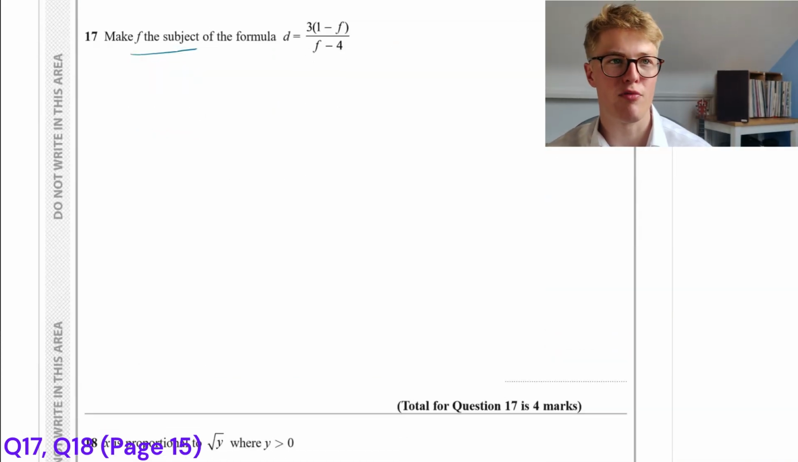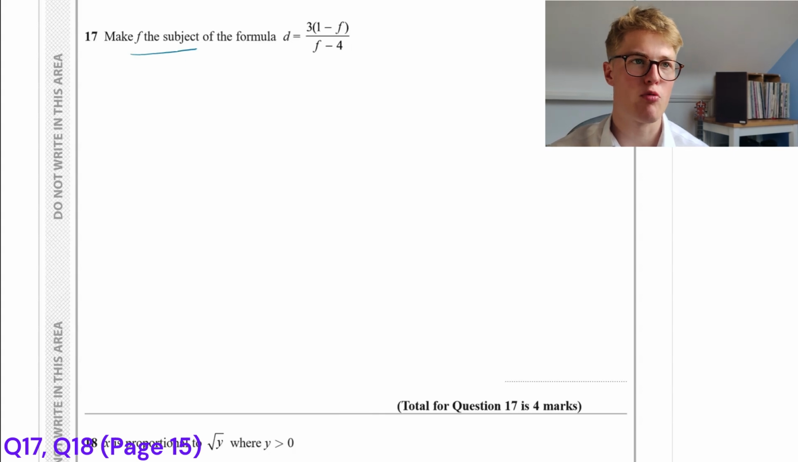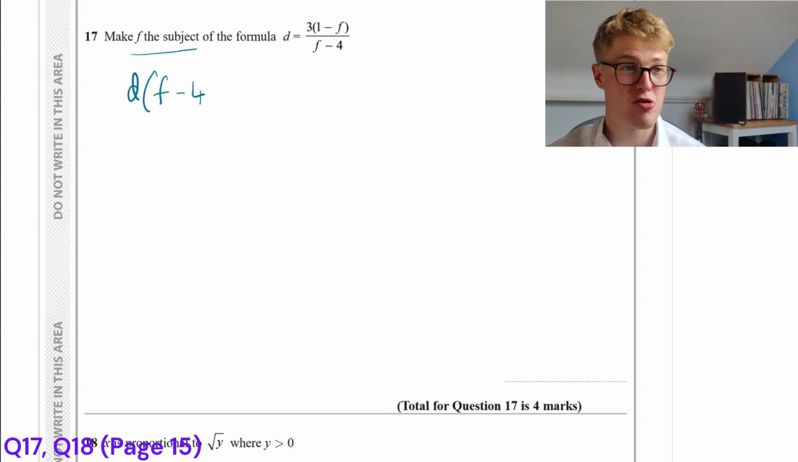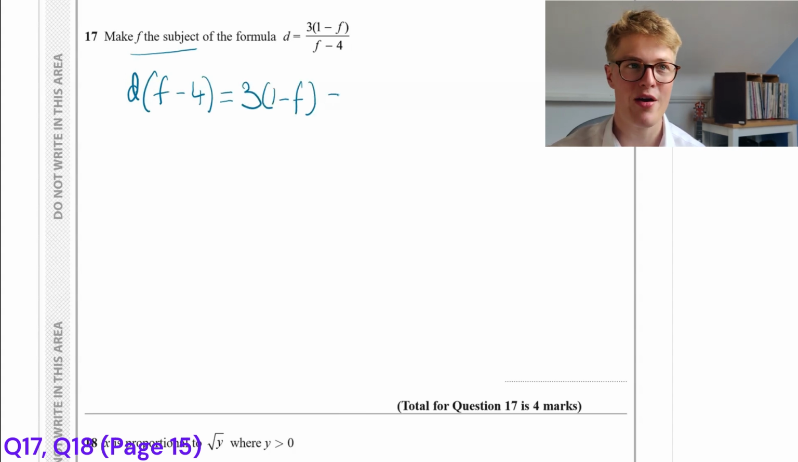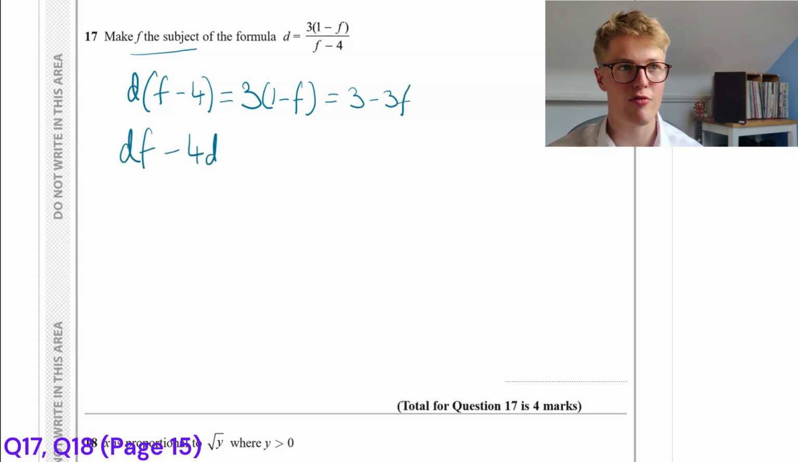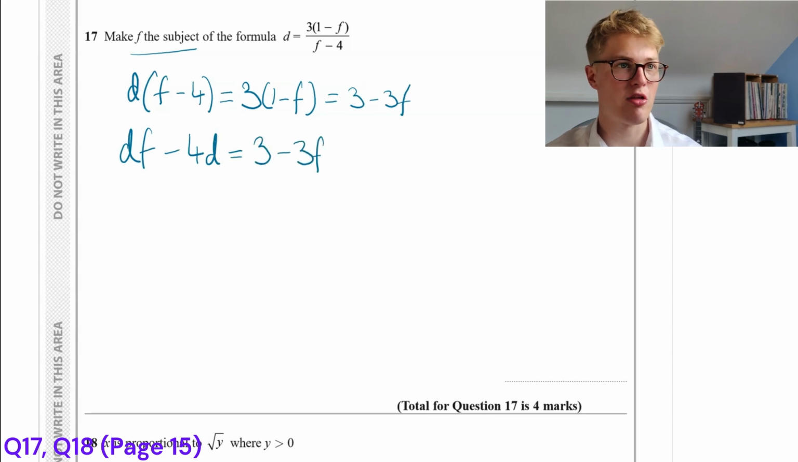Make f the subject of the formula d equals 3 times 1 minus f over f minus 4. We can rearrange this to remove the fractions, so we get d times f minus 4 is equal to 3 times 1 minus f. This expands to 3 minus 3f. df minus 4d is equal to 3 minus 3f. Here we've just expanded everything on the left hand side as well.